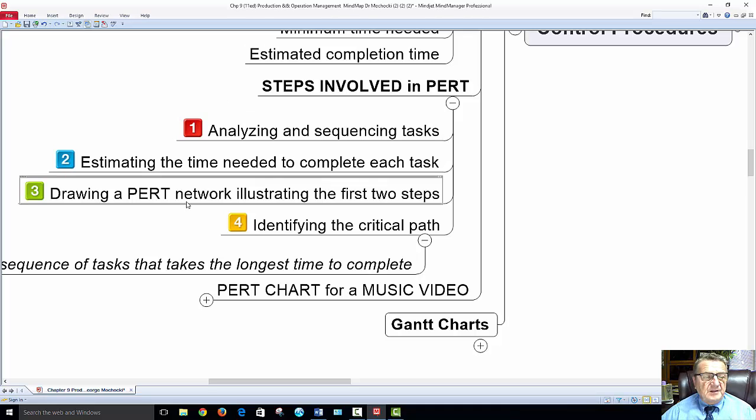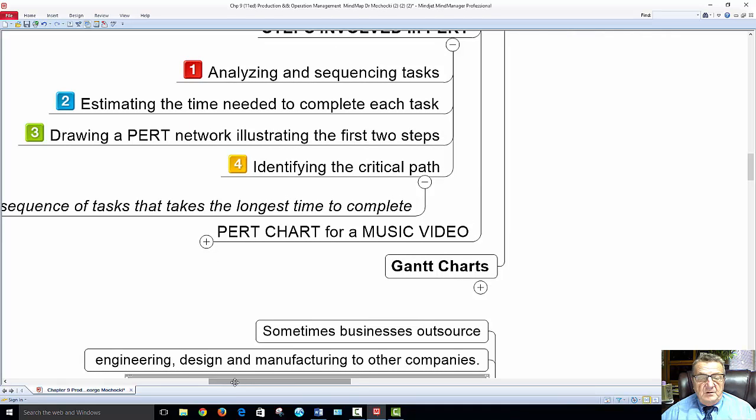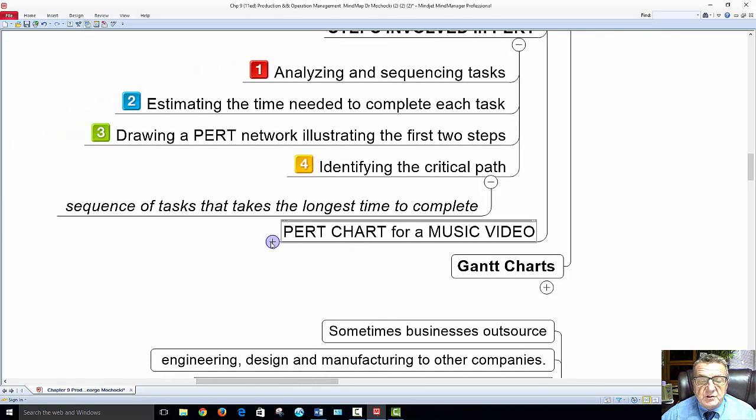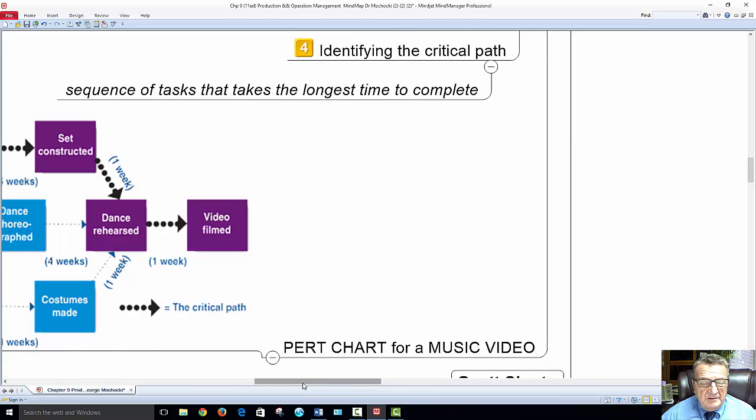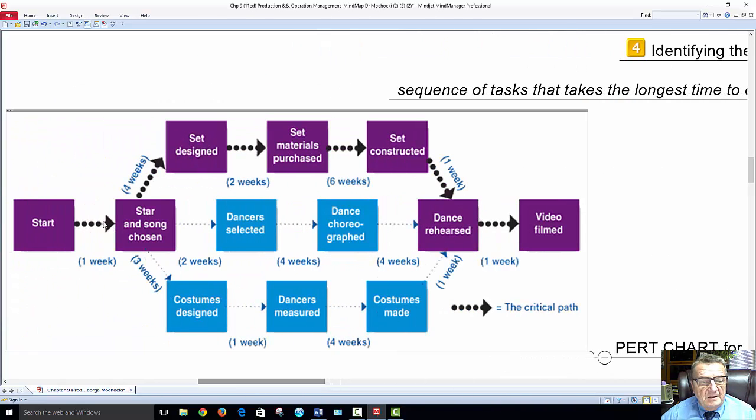Estimating the time needed to complete a task, drawing PERT networks, illustrating the first two steps, identifying the critical path. Okay, and then here is a PERT chart for a music video. And this is in the book, I just brought it in case you forgot. Here's how you start, and here's your critical path that you need, but you could do the different sequences that work. Okay, good? And this is from the PERT chart. This is my critical path.